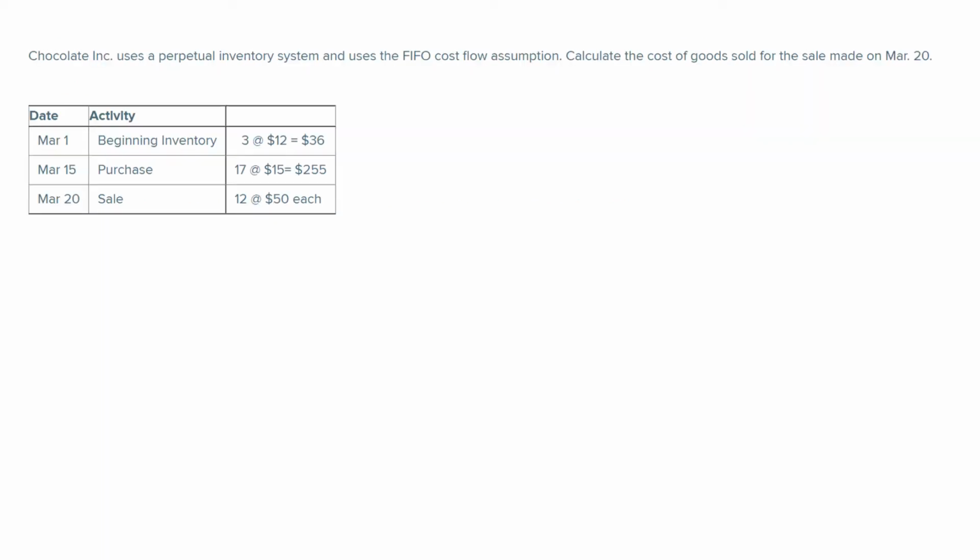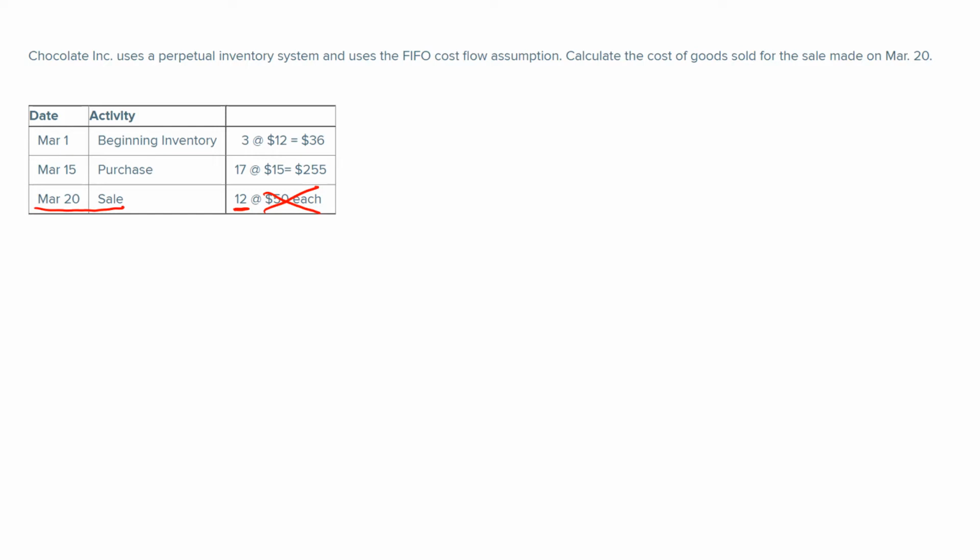Chocolate Inc. uses a perpetual inventory system and uses the FIFO cost flow assumption. Calculate the cost of goods sold for the sale made on March 20th. So on the March 20th sale, Chocolate Inc. sold 12 units. That's what we need to know. For this chapter, we're talking about the cost of goods sold. So we're looking at the costs. We're not looking at what they sold them for. That's irrelevant. Here, what we're looking at is the cost of the goods sold.